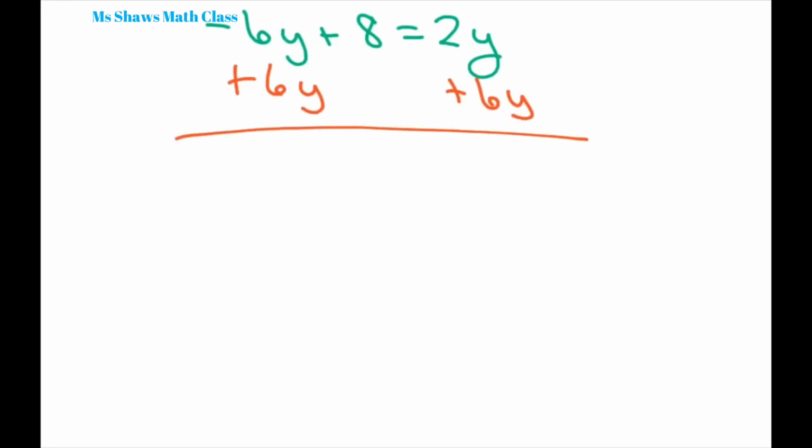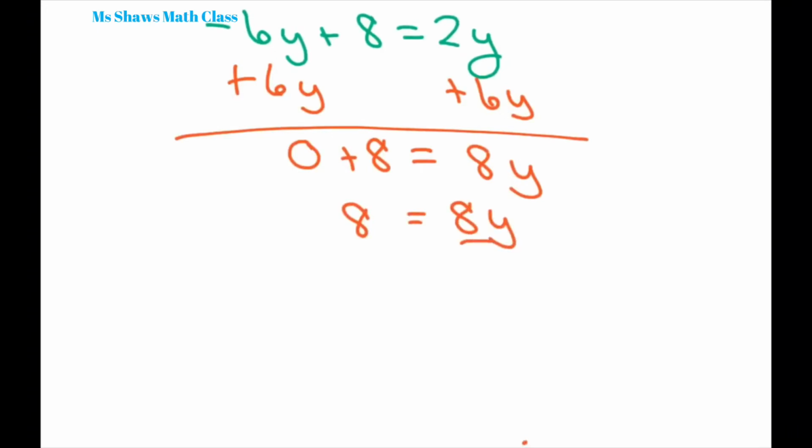Negative 6y plus 6y is 0. 2y plus 6y is 8y. My 0 property says 0 plus 8 is 8. My division property, when I divide both sides by 8, I get 1 equals y. So my solution set is 1.